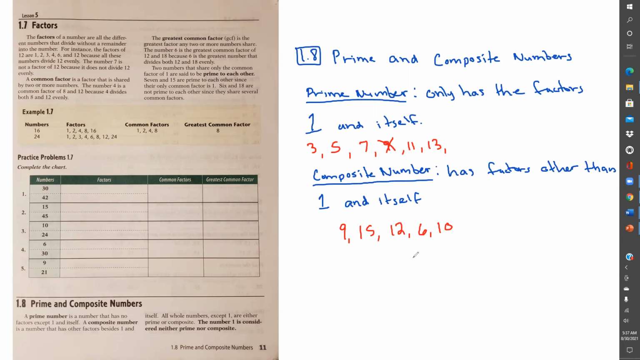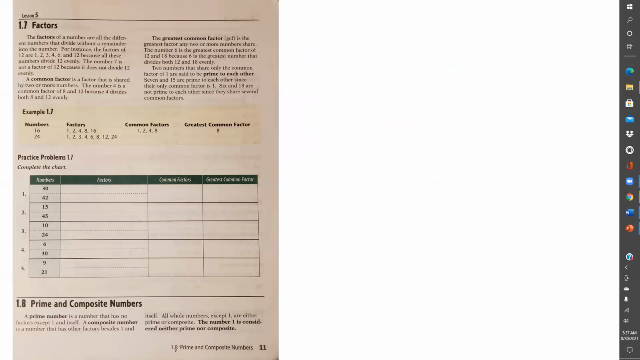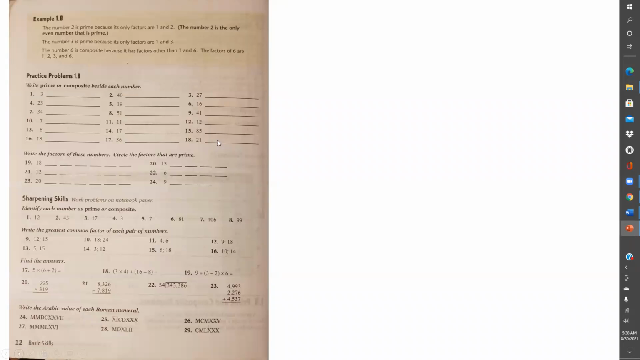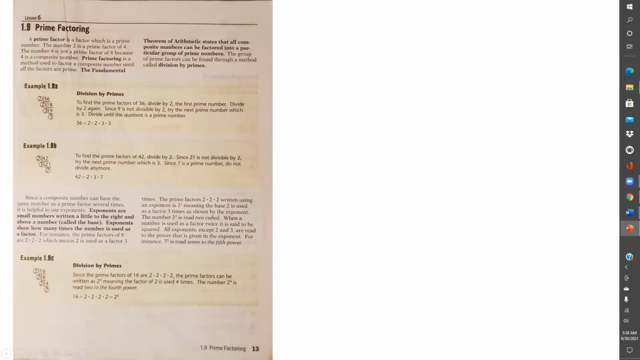All right, so they do tell us on the next page. I'm going to clear my screen here. Again, pause if you need to keep writing. And let's jump over to the next page, page 12.